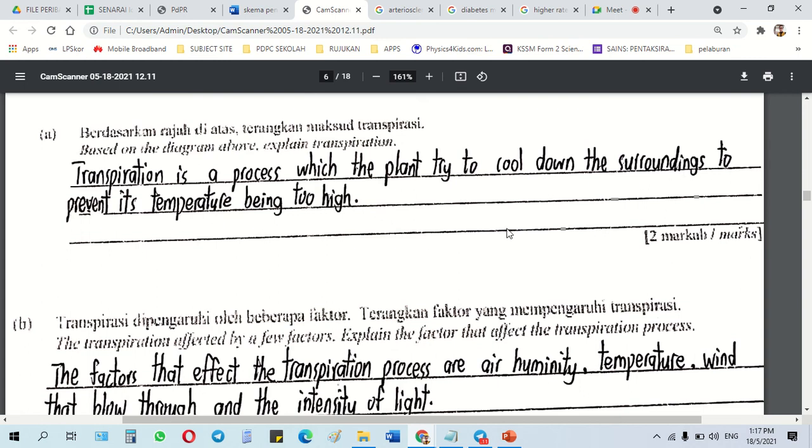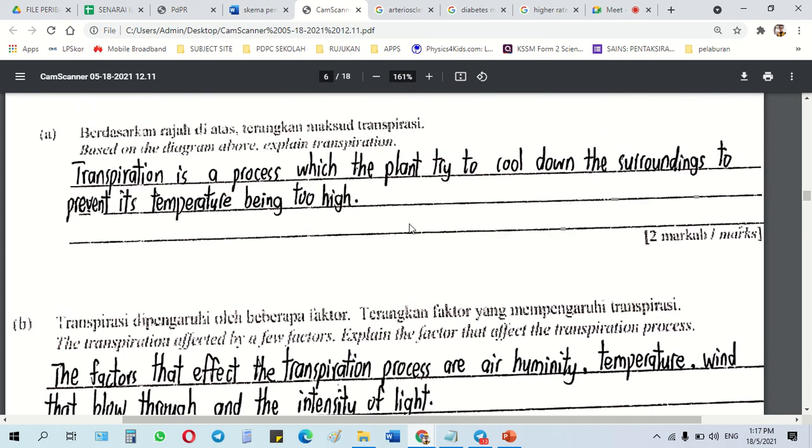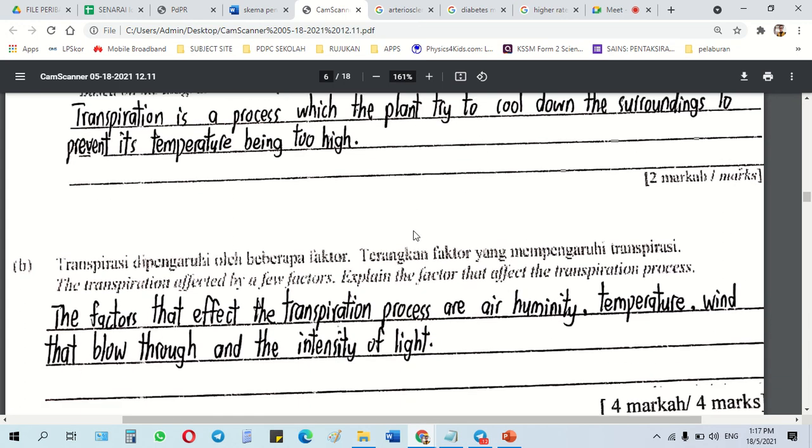So transpiration process which is the plant try to cool down the surrounding to prevent its temperature being too high. Ni salah lah. Okay. Yang ni tadi hampir-hampir tepat, tapi because of try to cool down the surrounding, salah lah. Dia bukan nak cool down the surrounding. Kita bagi tahu plant lose the water to the surrounding. Okay, because of the evaporation process lah.